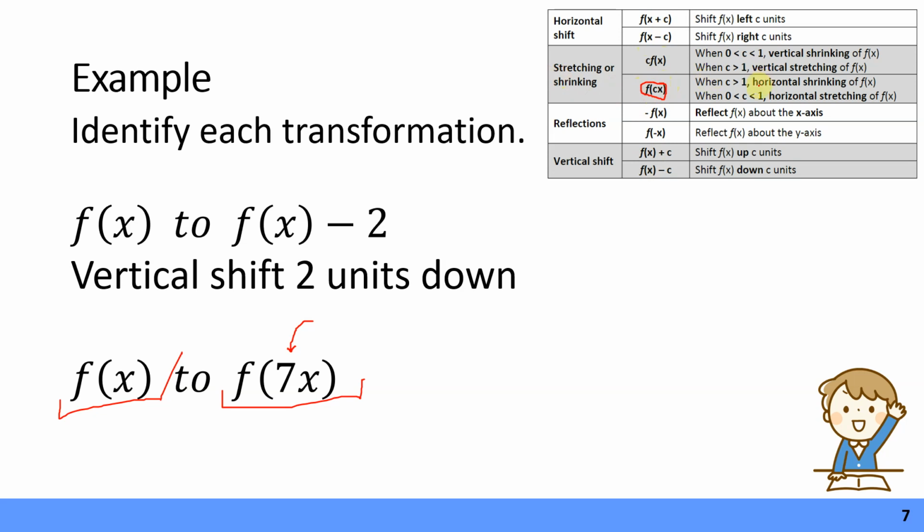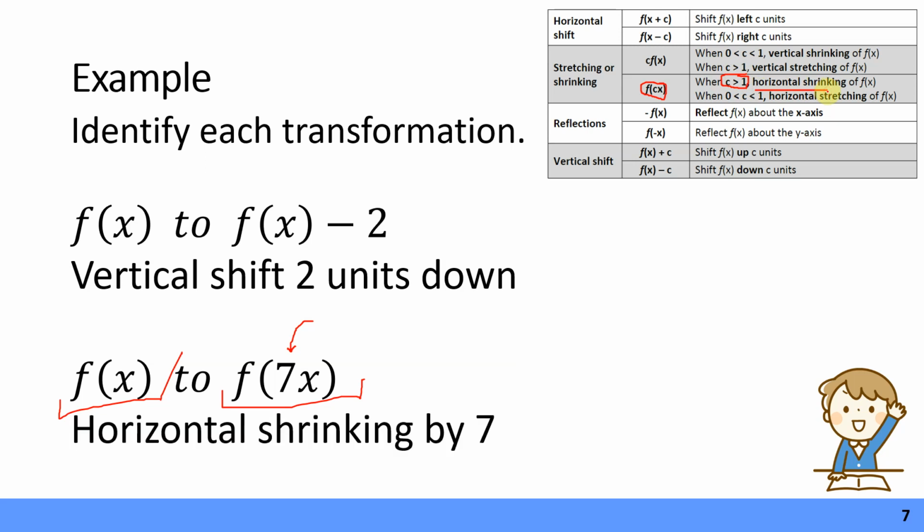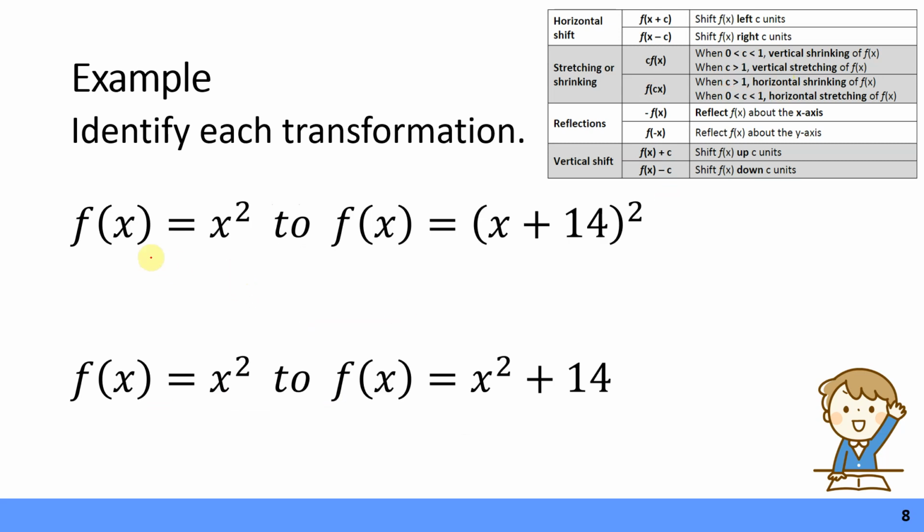So I have a horizontal shrink or a horizontal stretch. Let's see. 7 is greater than 1. So that means I'm going to have a horizontal shrink. So for that one, I have a horizontal shrinking by 7 or by a factor of 7. So when we use the word by a factor is when we have one of these: vertical shrinking, stretching, or horizontal shrinking and stretching. All right, let's try a couple more.